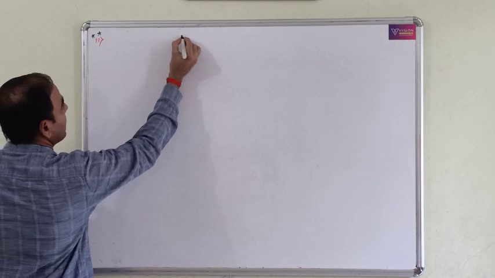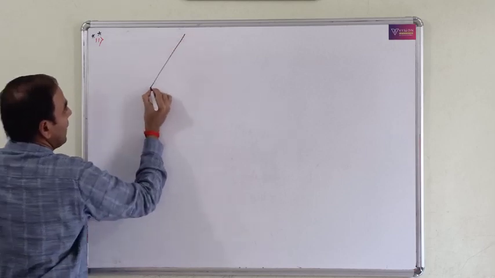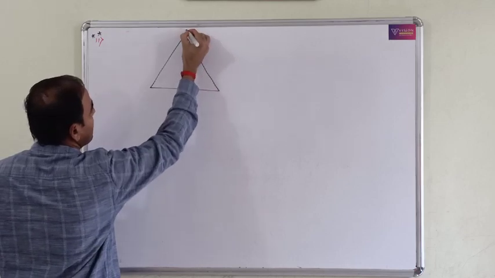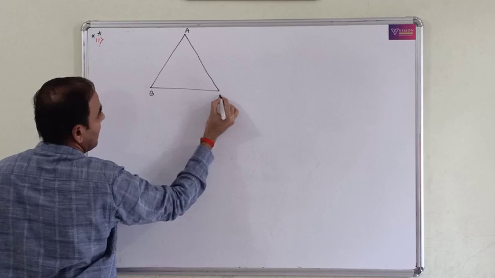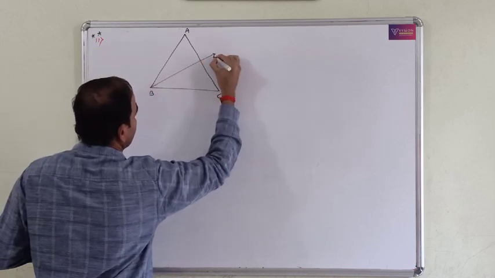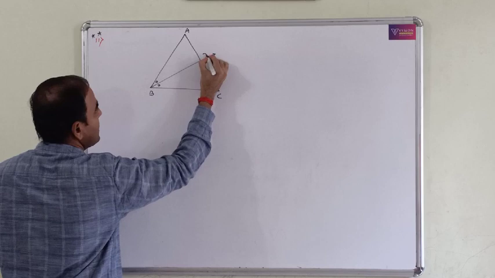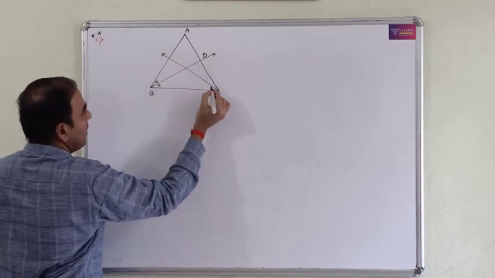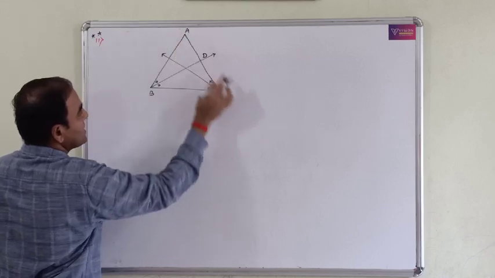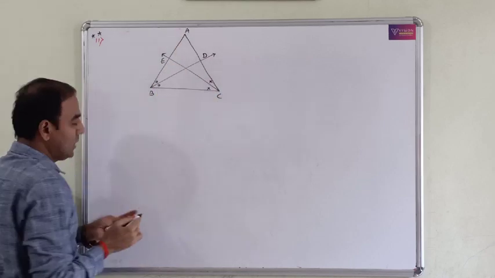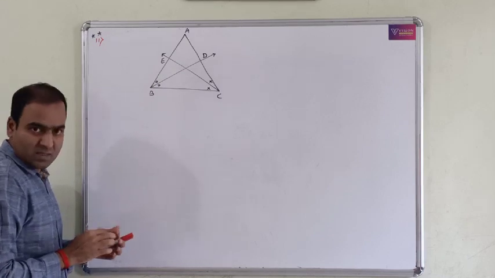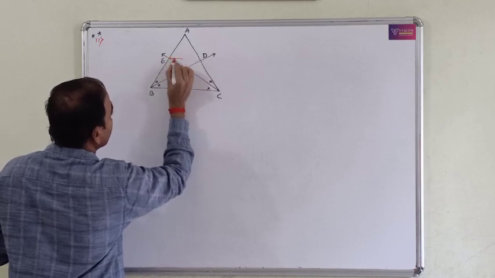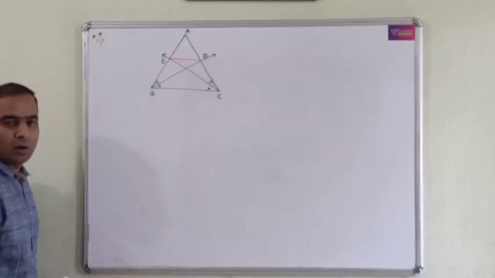It means that we have to draw the triangle ABC. So I am drawing here triangle ABC, in which AB is equal to AC. Ray BD is the bisector of angle ABC. Ray CE is the bisector of angle ACB. We have to prove that ED is parallel to BC.